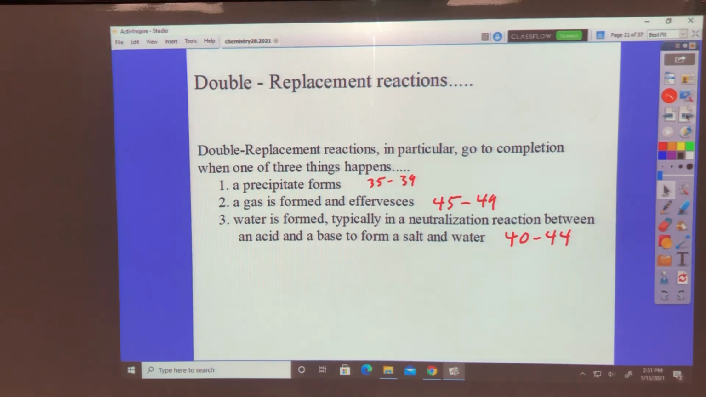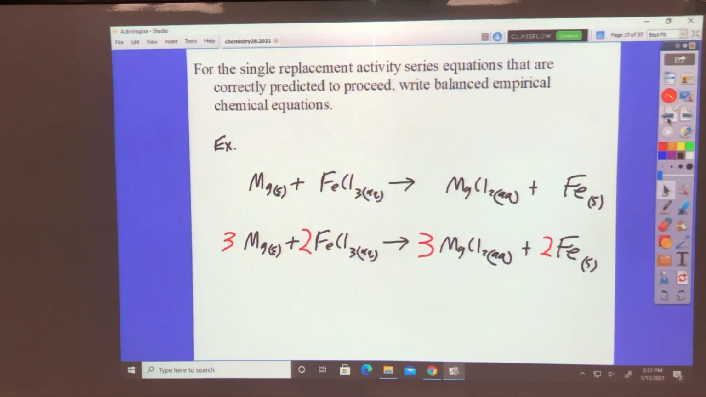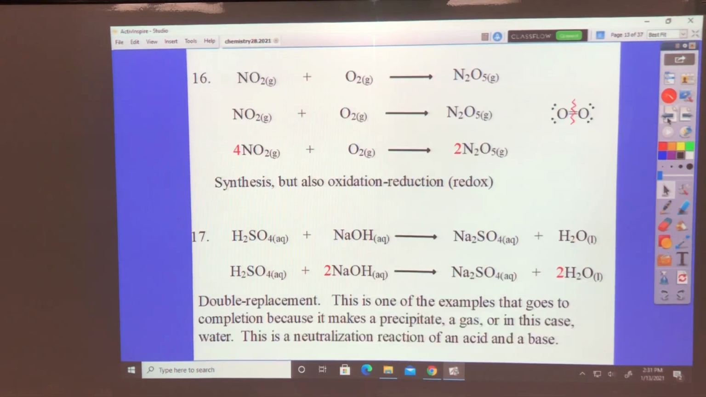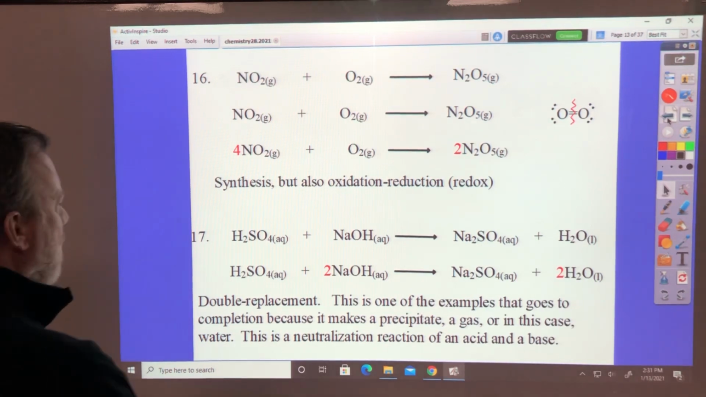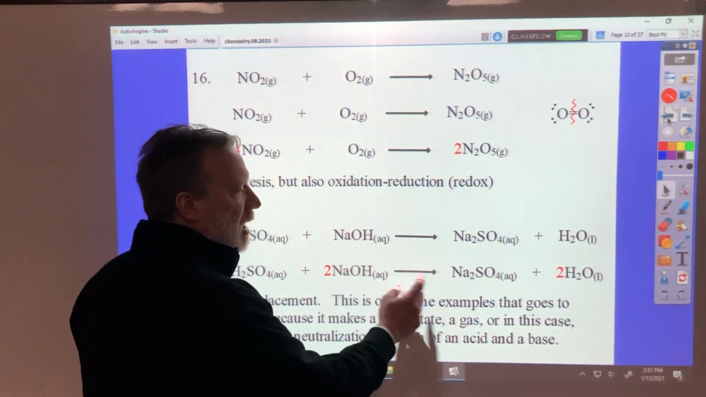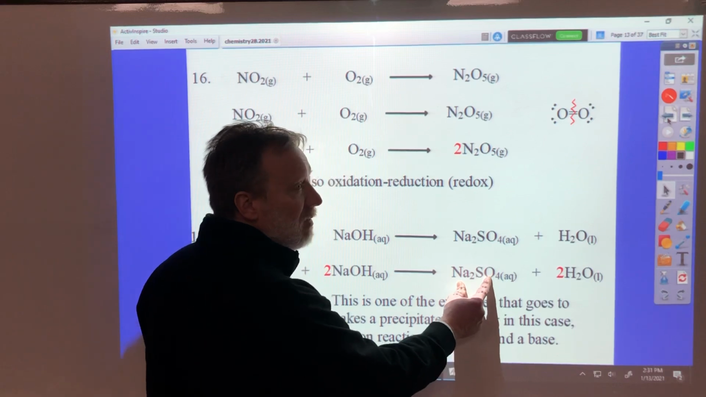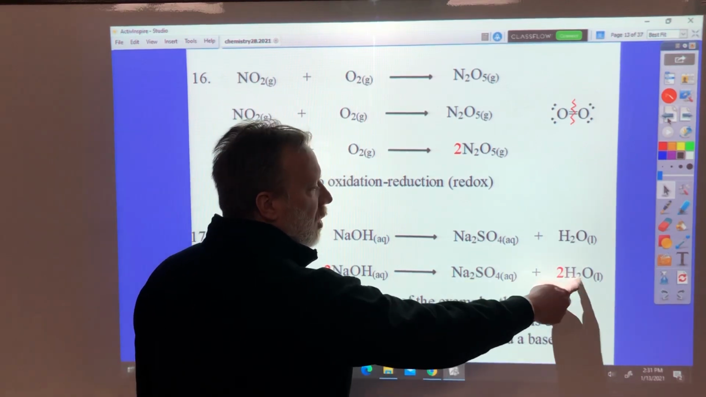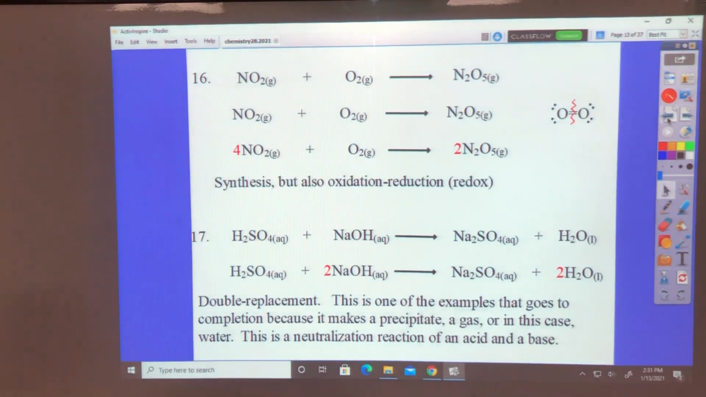I want to go back and point this out because we will see this again later. Notice when I put my acid with my base, I get a salt, a positive and negative salt, and water. You always get a salt and water. Okay, next one.